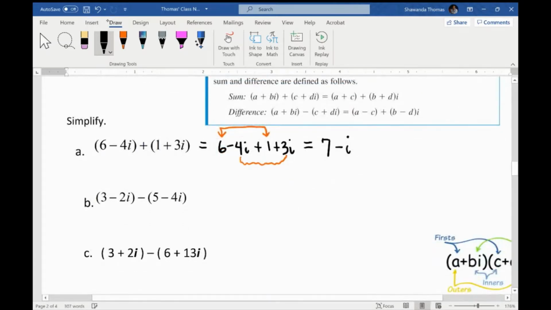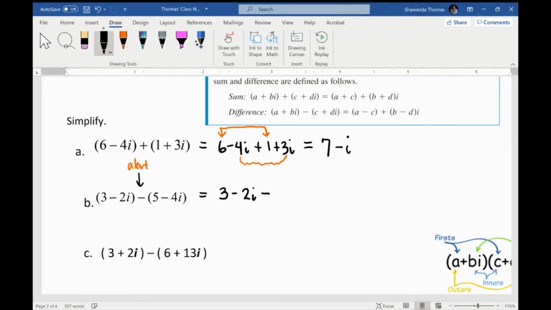All right, let's look at b. What would I warn you to be careful about with b? You have a minus, the negative. Yes, be on alert, because there's a subtraction symbol here. So let's write it out. We have 3 - 2i minus, tell me what would you write next?